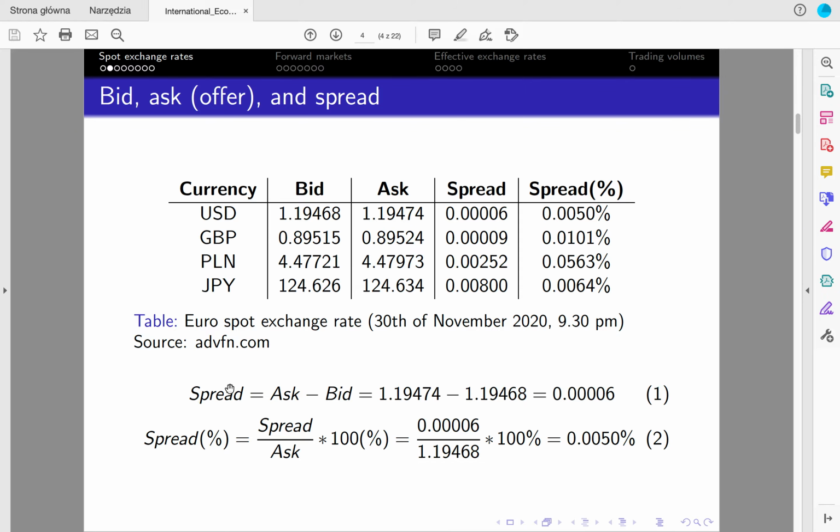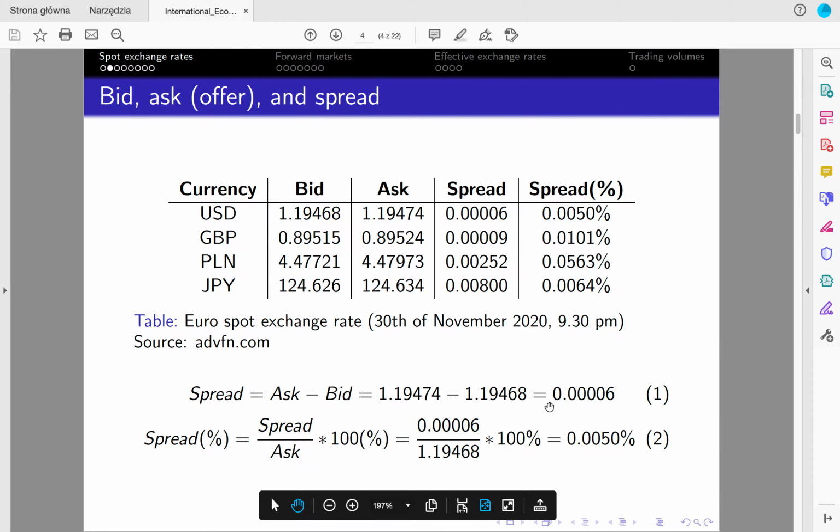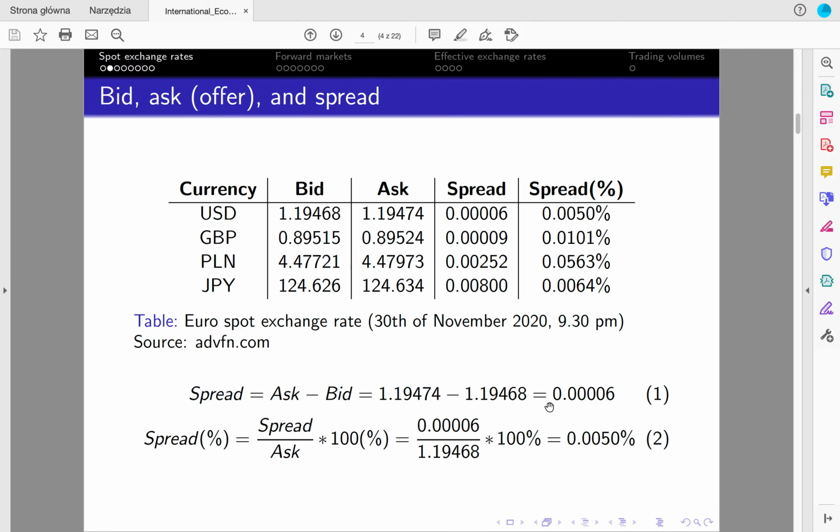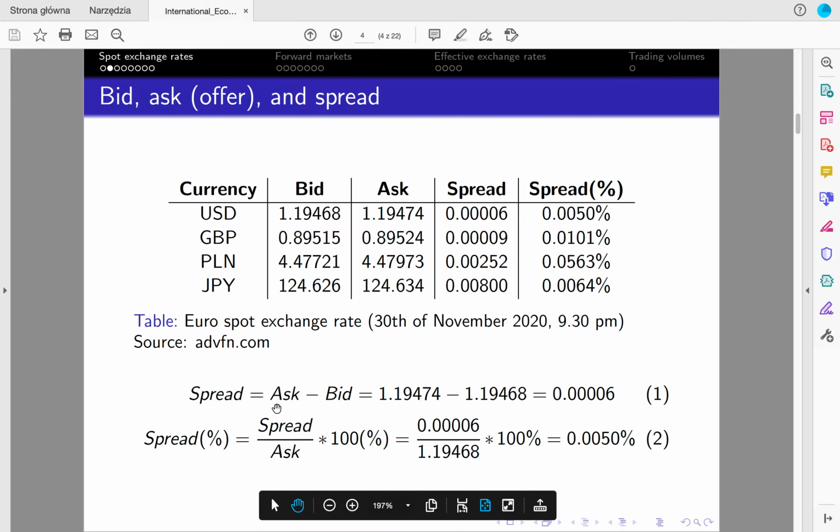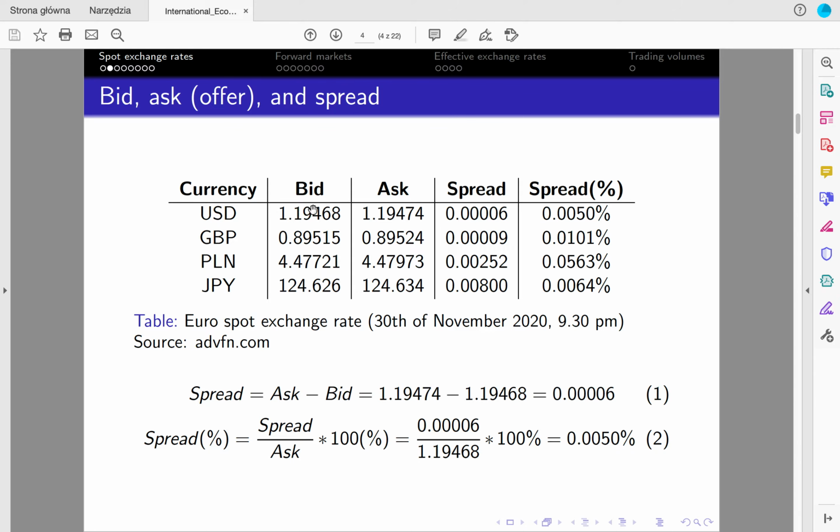Okay, but look, because those spreads are so very tiny, we actually are not going to consider two different prices, ask and bid, in our further considerations. We're going to consider a medium price, which is simply an average of the two, and we are going to call it spot exchange rate.